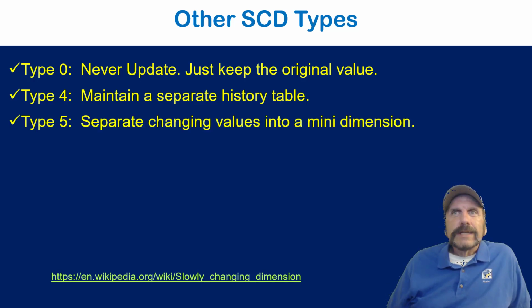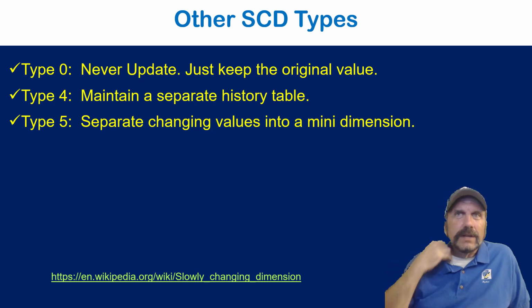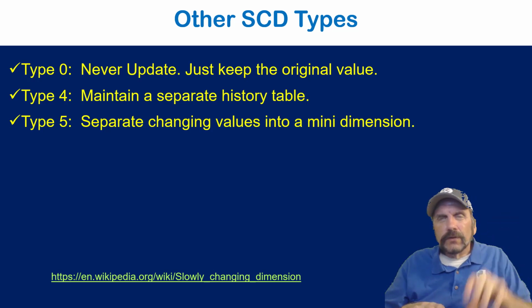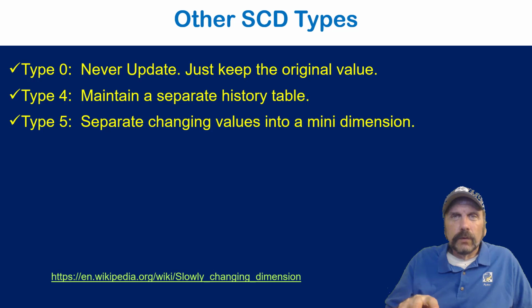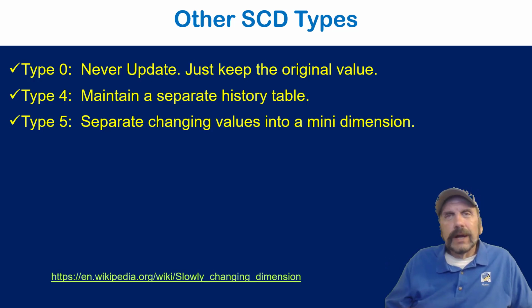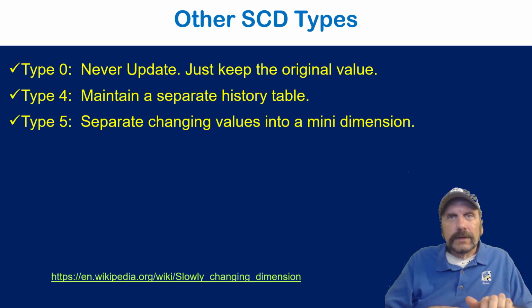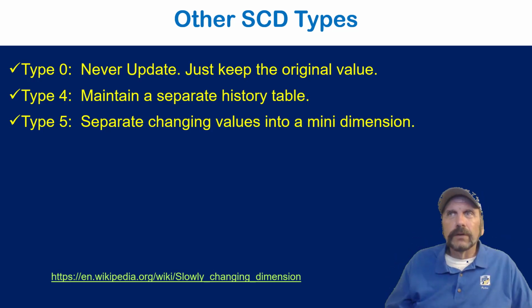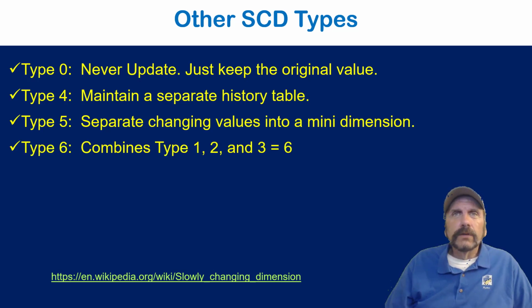Type 5, separate changing values into what's called a mini dimension. Basically the idea there is you're essentially splitting the parts of the dimension that don't change much from ones that you will get changes for, and then you maintain the changes for the one that does. So it's splitting it out, and the fact table would have to have surrogate keys pointing to both dimensions, and you would typically have the one that's changing more pointing back to the parent dimension. So it's like a parent-child dimension. So you can take a look at that one. I've not seen that in use myself, but something to look at.